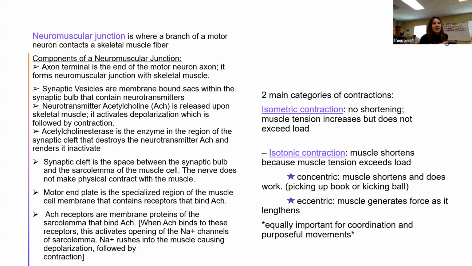Yeah, all right. So the axon terminal is the end of the motor neuron axon. It forms the neuromuscular junction with skeletal muscle. The synaptic vesicles are membrane-bound sacs within the synaptic bulb that contain neurotransmitters. I can see this being asked: where are the neurotransmitters found in the neuromuscular junction? In the synaptic vesicles. Neurotransmitter ACh is released upon the skeletal muscle. It activates depolarization, which is then followed by contraction.